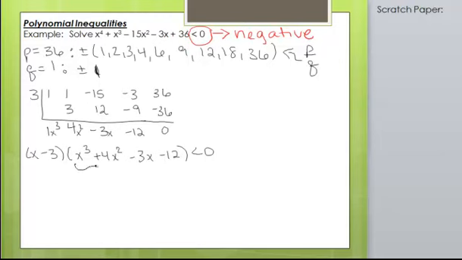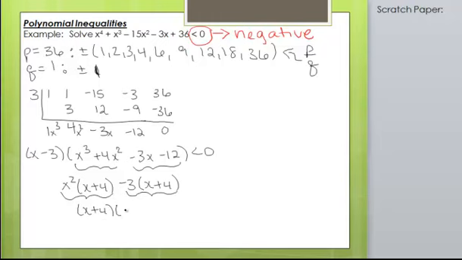All right, so let's go ahead and factor this little guy. You can factor x squared out of the first two, you're left with x plus 4. You can factor negative 3 out of the second two, and you're left with x plus 4. Now you can factor out your x plus 4, and you're left with x squared minus 3. So what we have at this point is x minus 3, x plus 4, x squared minus 3, and all of that less than 0.